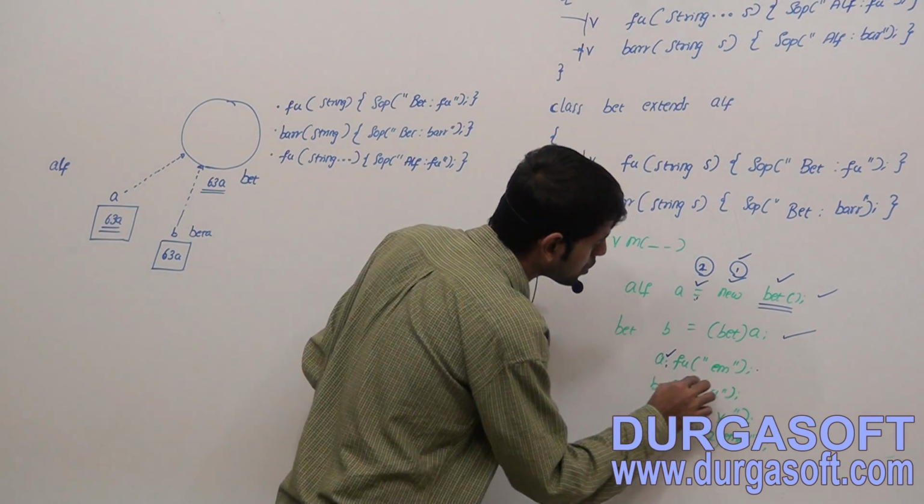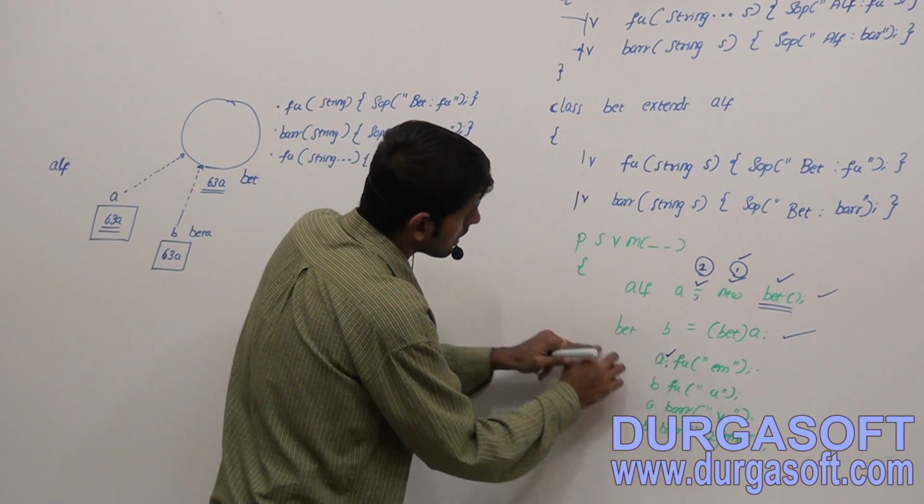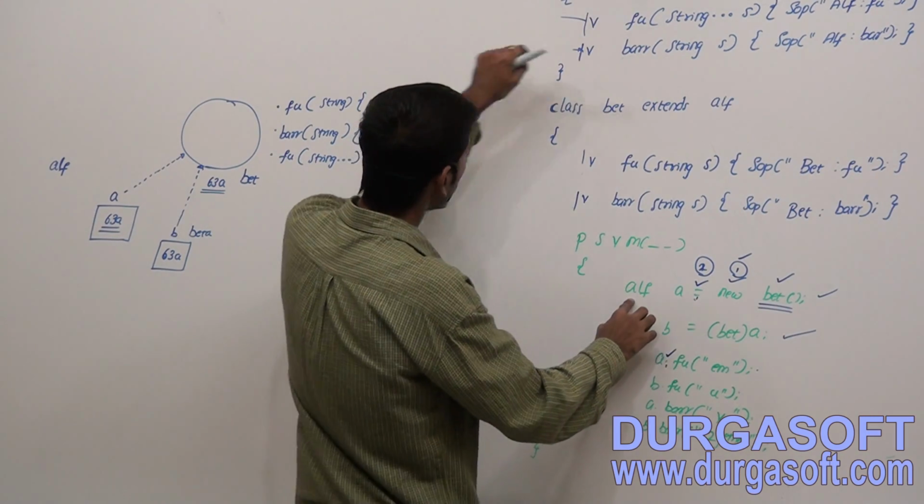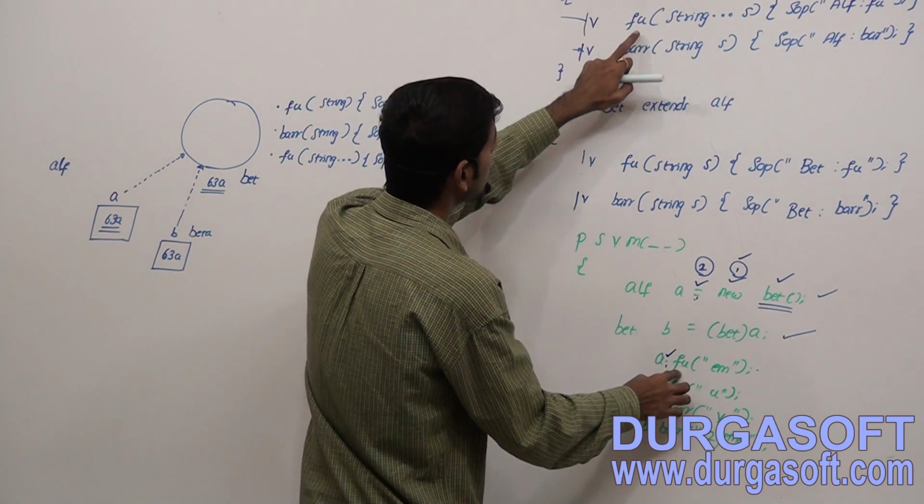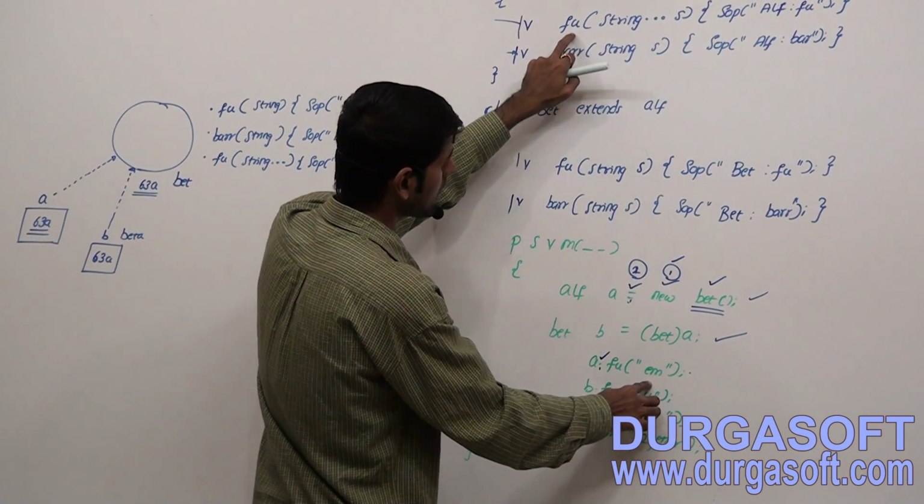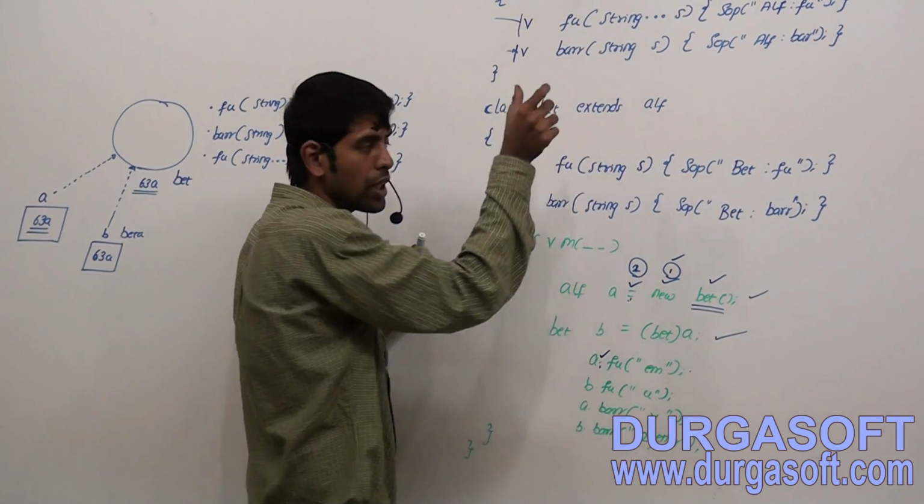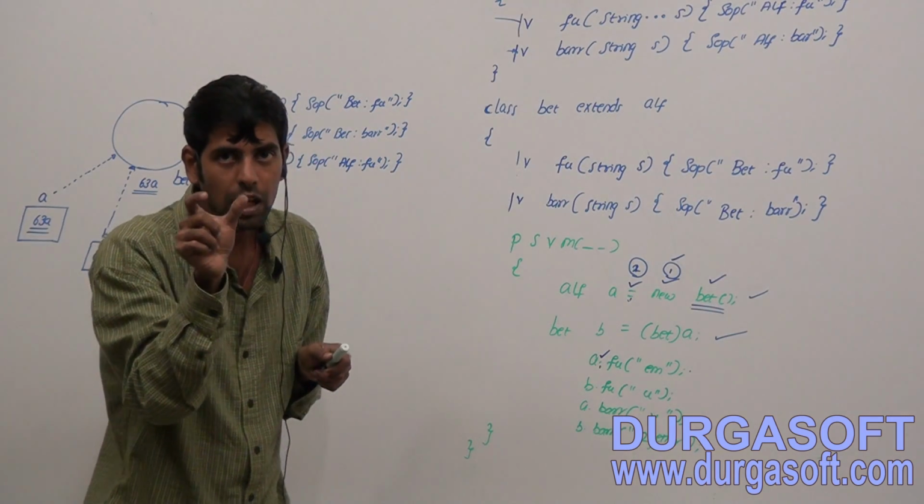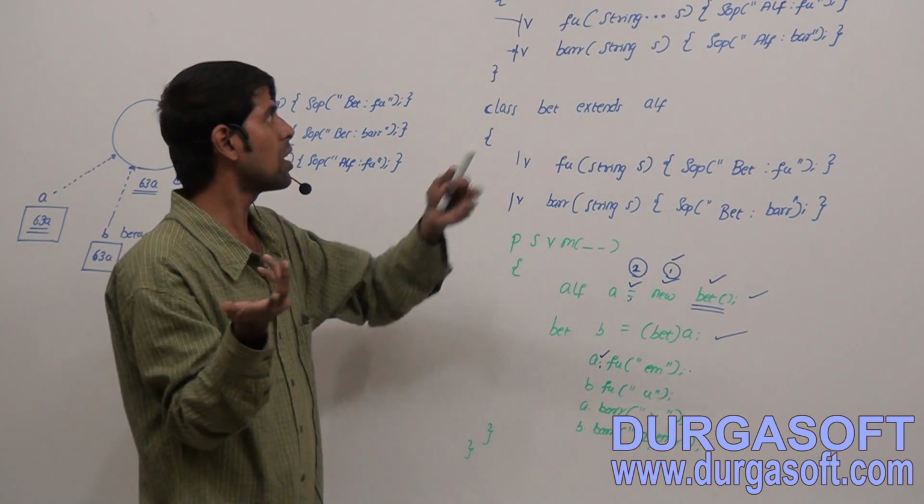What is that? A dot foo of String. Now the type of A is Alpha. In the Alpha class, do we have a foo method? Yes, having an argument of what? String. Of course, a foo method is there. Do we have exactly a String type as an argument? No, it was not at all available.